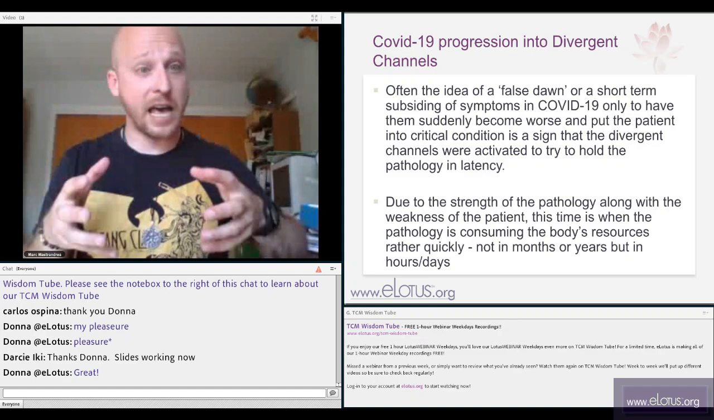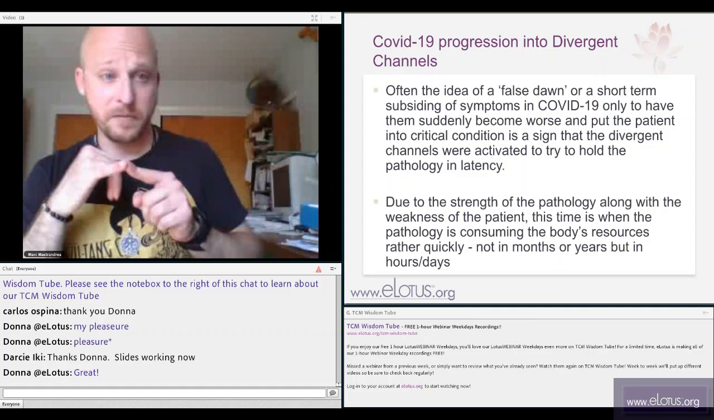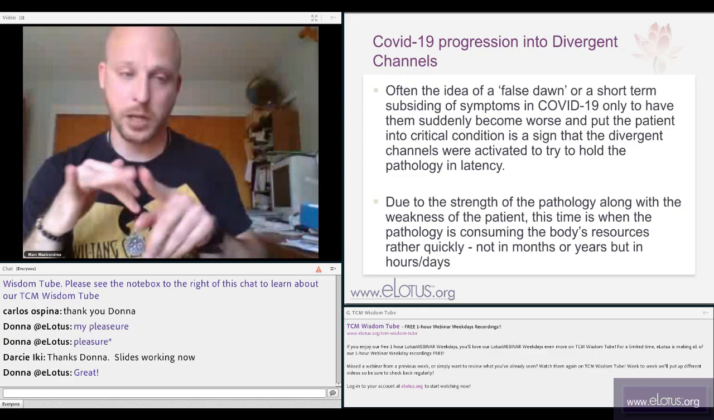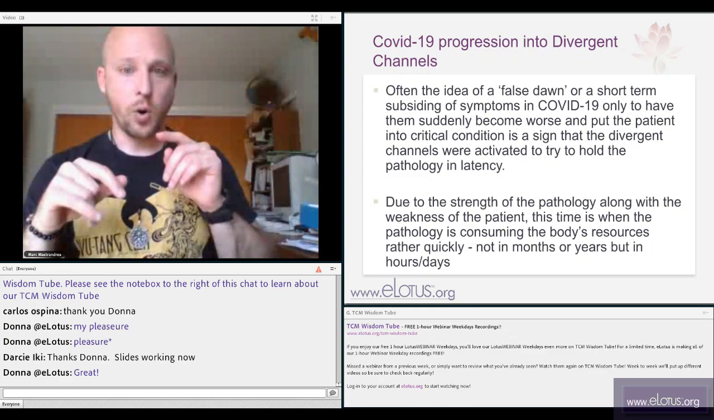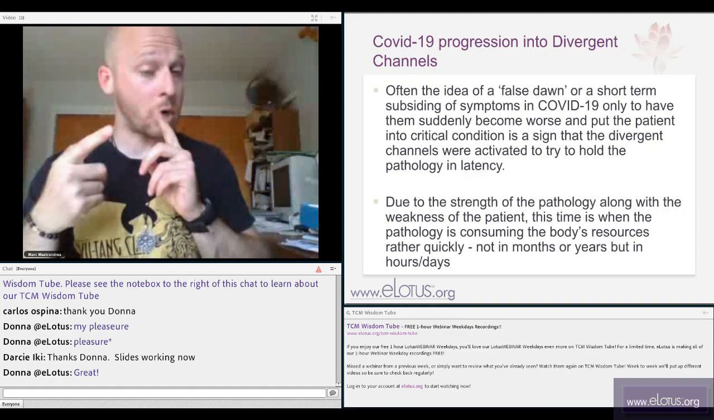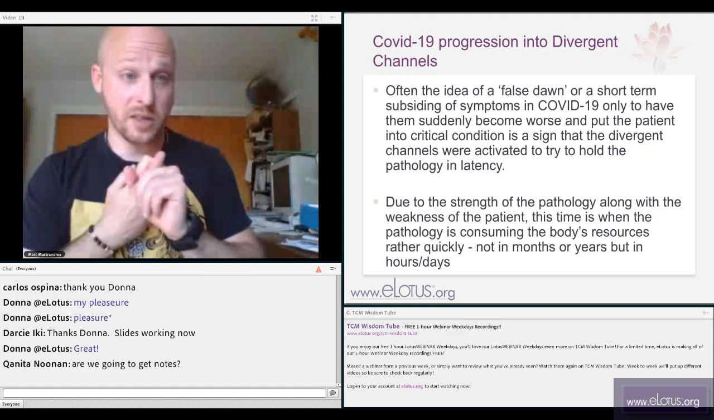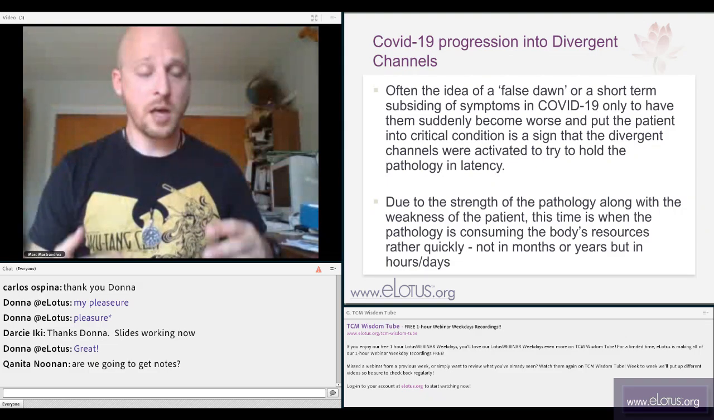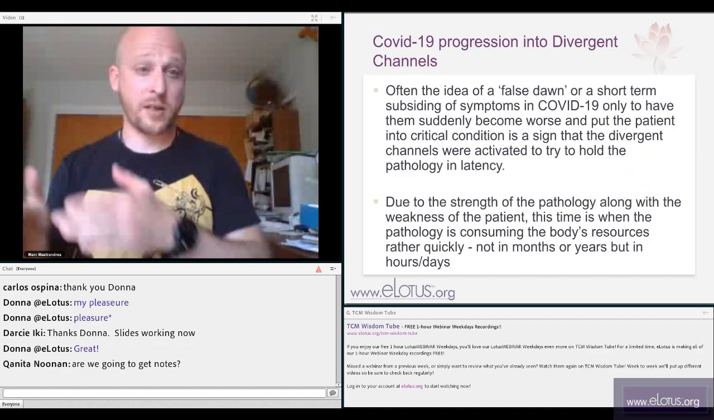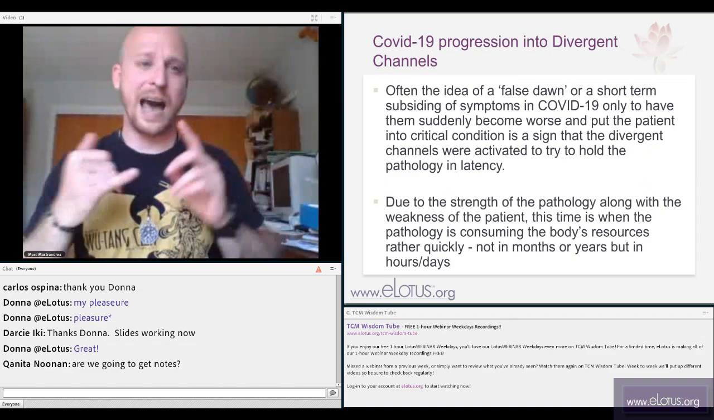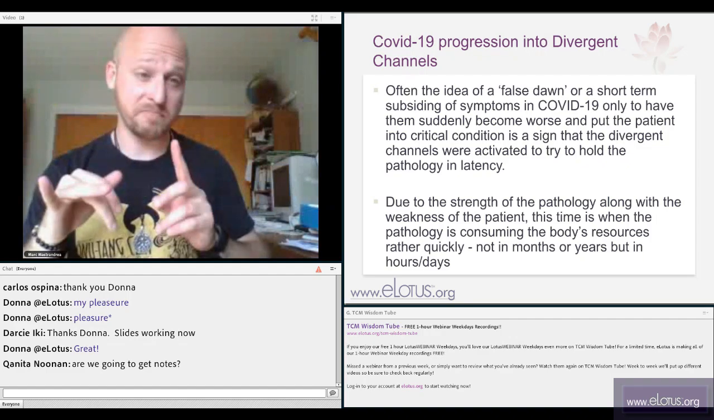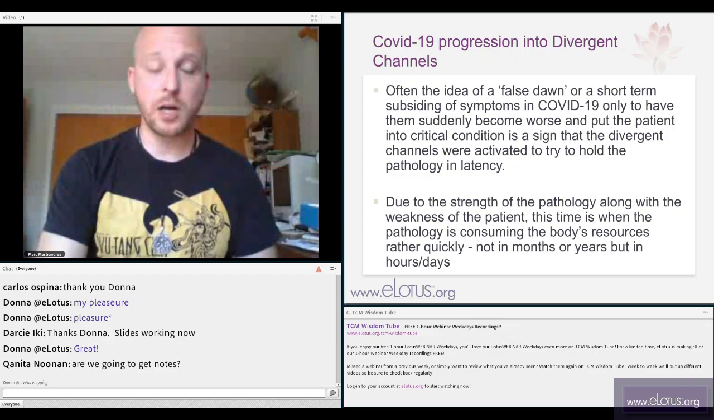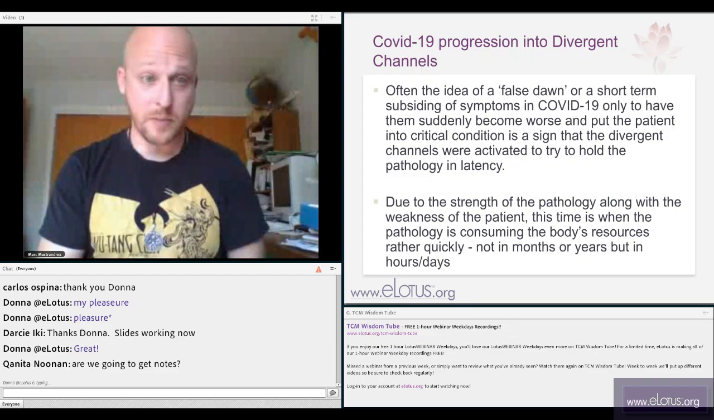However, they weren't successful because they either didn't have enough substantial resource, substantial substance, whatever you want to call it: yin, jing, blood, fluids. Or it's due to the strength of the pathogen, or the weakness of the patient prior to the pathogen coming in. When the pathogen is consuming the body's resources, you're not seeing, like in other divergent patients, that it took months or years to get here. You're seeing hours, literally hours a day, 2 days. It's happening quick, so you want to be able to treat people in a quick and timely manner.